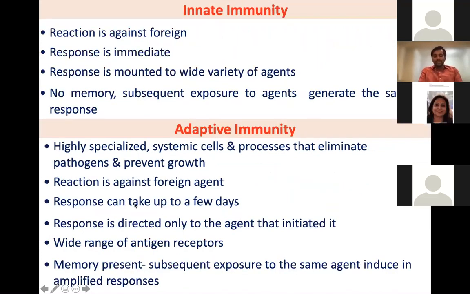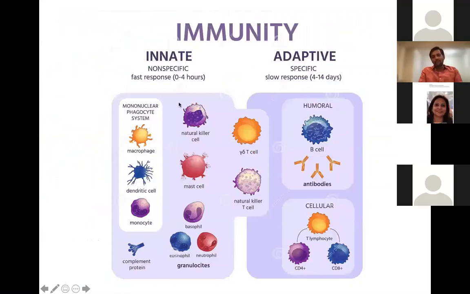Now, what is innate and adaptive immunity? Innate immunity is a fast response. It generally occurs after the attack of a pathogen. It is activated within 4 hours, and we have different cells which play a very important role in innate immunity: natural killer cells, mast cells, basophils, eosinophils, neutrophils, and the complement proteins.